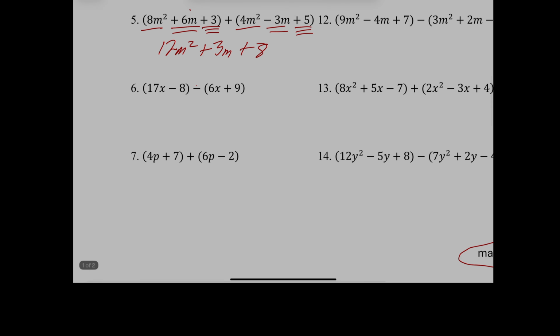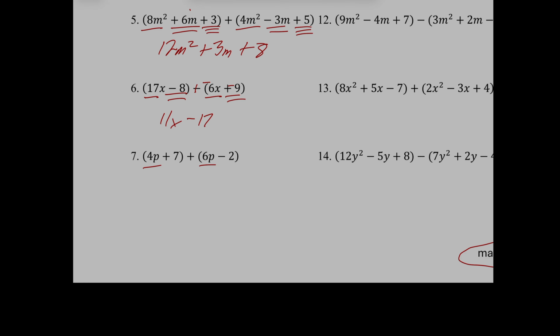Number 6, I have a negative sign, so on that one, I'm going to add a line, change both of them. 17x plus a negative 6, that's going to be an 11x, and a negative 8, and a negative 9. Maybe I could have written that better. So a negative 8 plus a negative 9, signs are the same, so you add them up and you keep the sign.